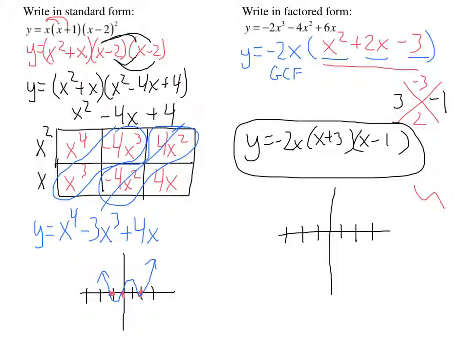Okay, let's mark our zeros. Our first zero is 0, because the negative 2x, what would make that 0 is 0. What makes this 0 is negative 3, and that would be a positive 1. So let's put a negative 3 and a positive 1. Are there any squareds on this? No, so there's no ricochet. All the zeros, it's going to go straight through.